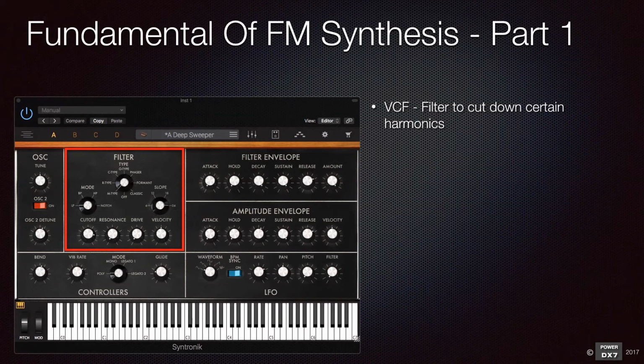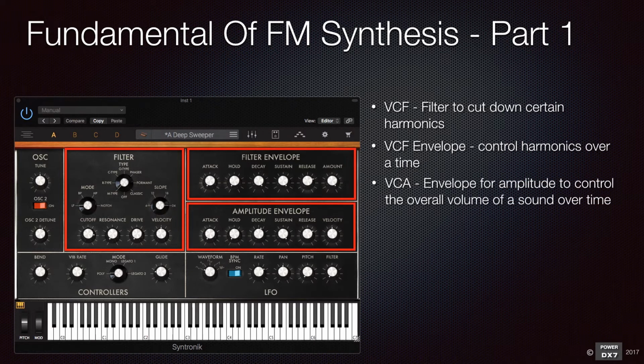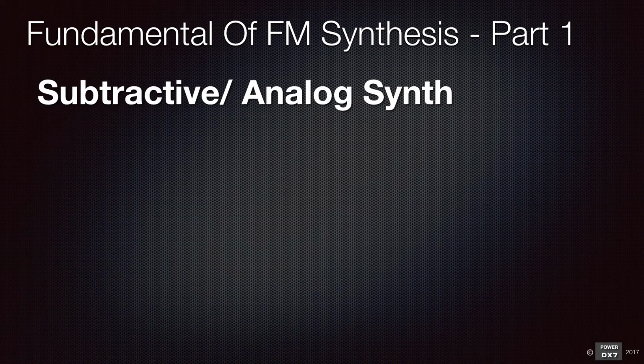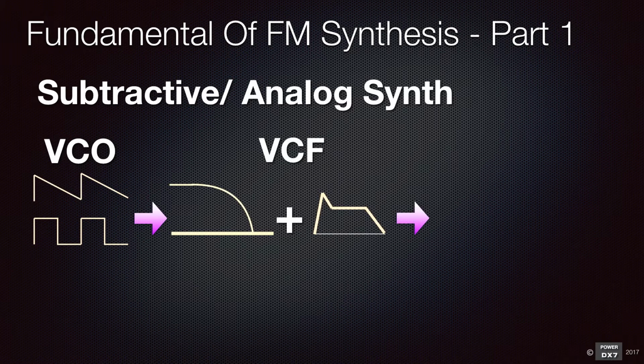Then, you set VCF or filter to cut down certain harmonics and set an envelope to control harmonic contents over time. At the end, you set VCA or amplitude envelope to control the overall volume of a sound. So, it's quite simple using VCO, VCF, and VCA.